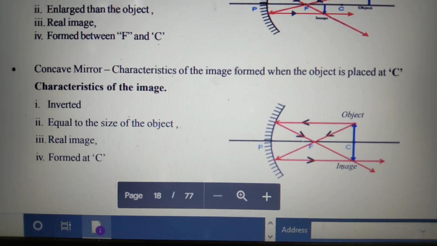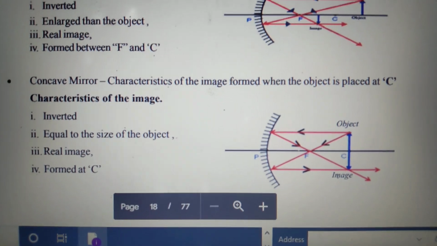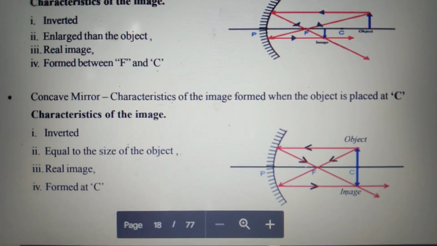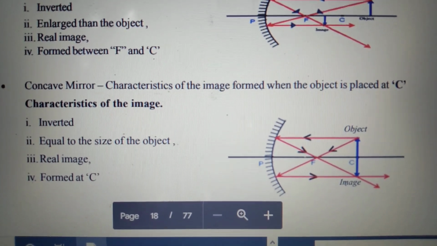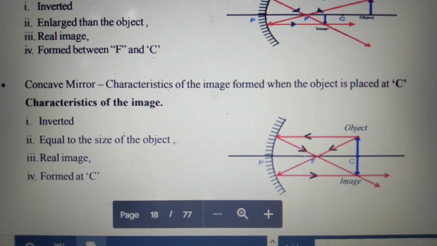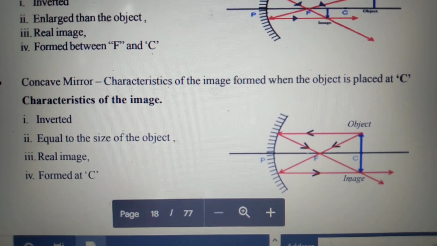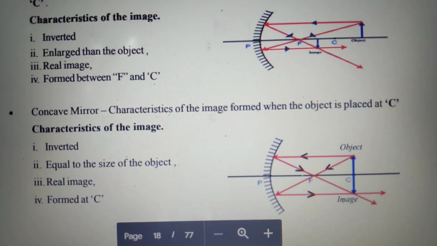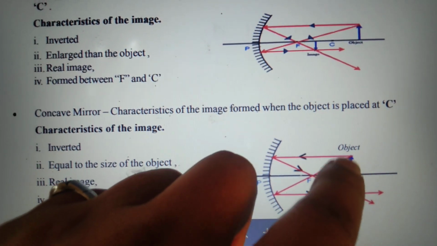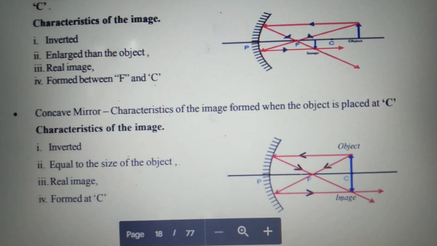Now coming to the second case, when an object is placed at the center of curvature, which is the most important case children. If you place an object at the center of curvature, the image is also formed at the center of curvature only. What about the size? Same size as the object, and it is a real and inverted image. So this is the most important case children. When we place an object at the center of curvature, the image also we get at the center of curvature only. Okay children.